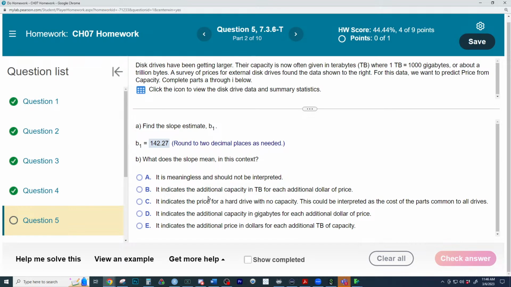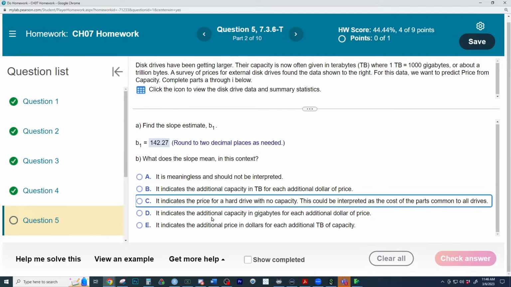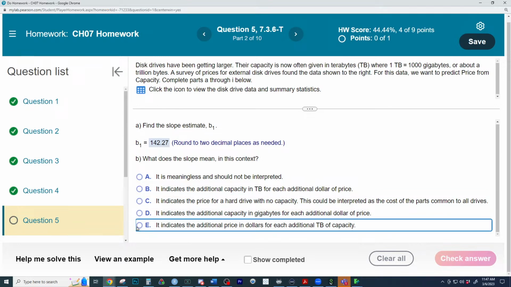Oh man, craziness. What does the slope mean in context? It means that for each additional capacity in gigabytes, the way they phrase this, it indicates the price for a hard drive. No, that's the intercept. It indicates the additional capacity. No. It indicates the additional price in dollars for each terabyte. Nice job, Marcus, right there. Again, the right answer before I did.